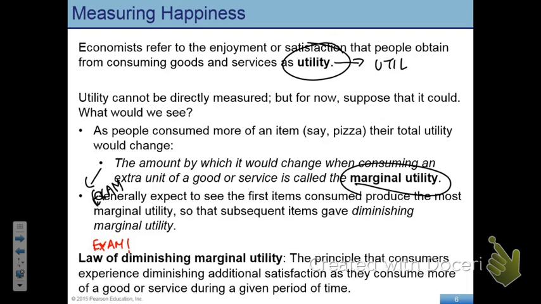So the question is, how much are you going to be willing to pay for the first orange of the season? Are you all clear on the question? Any answer?